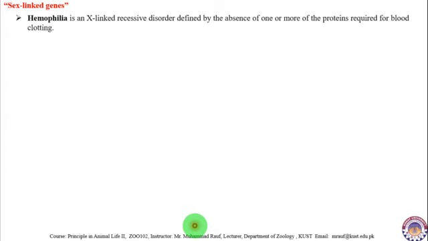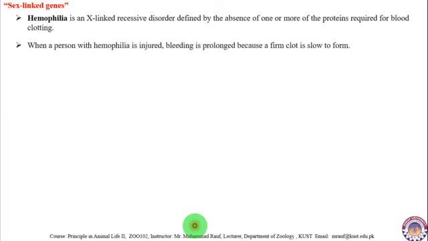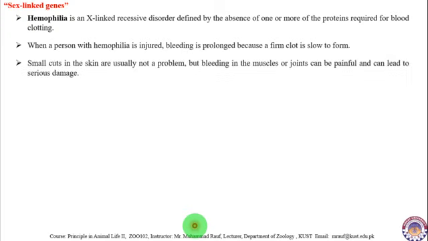Hemophilia is another disorder which is X-linked and recessive, meaning more males will be vulnerable to acquiring this disorder than females. Hemophilia is also known as bleeder's disease because the blood clotting factor is missing in those individuals and they can bleed to death from a minor injury.